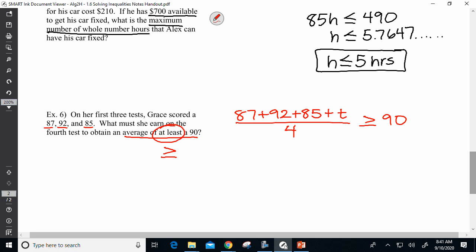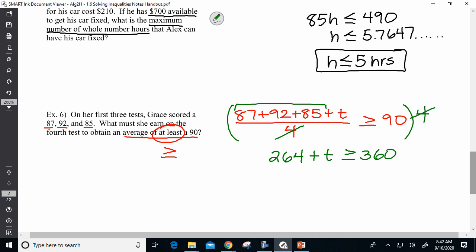All right, now let's go ahead and solve this out. First off, you can combine like terms first, or you can get rid of the fraction first. It doesn't really make much of a difference, or you can take care of both of them at once. Multiply times 4, so the 4s will cancel out. And 87 plus 92 plus 85 is 264. Plus t is greater than or equal to 360. Just to clarify, I multiplied both sides by 4 and added those up.